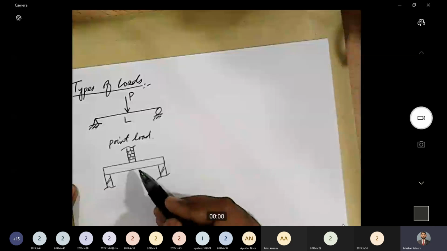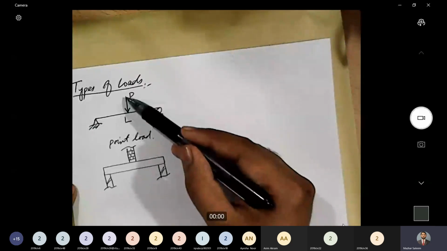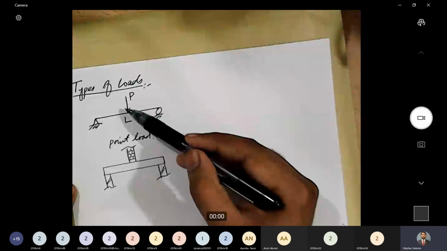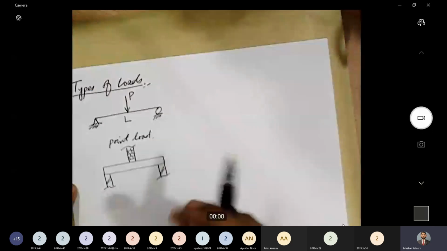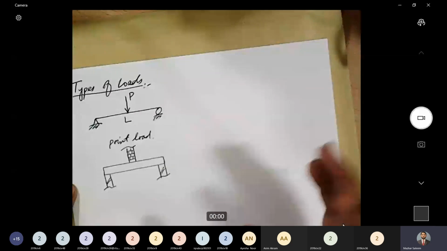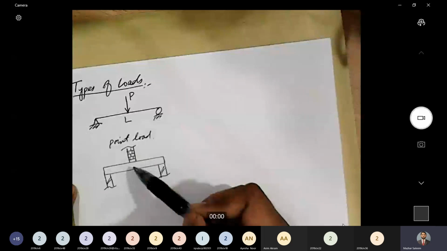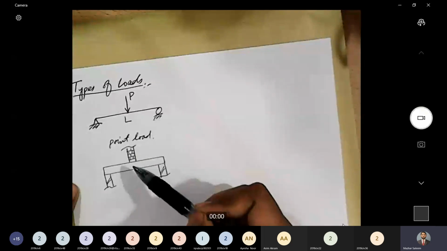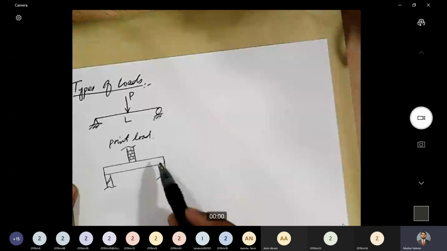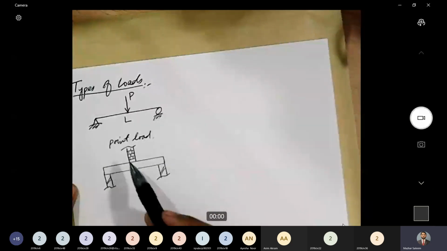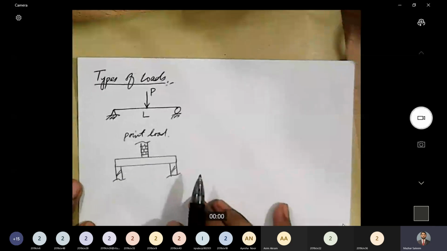And one clarification here is that when we draw a free body diagram, we show a point load with just a single arrow, and it appears that it is acting on just one point, but actually this is not so. A point load acts on a certain area, but this area is very small as compared to the overall geometry of the structure. That is why we treat that load as a point load. So this first type is a point load.